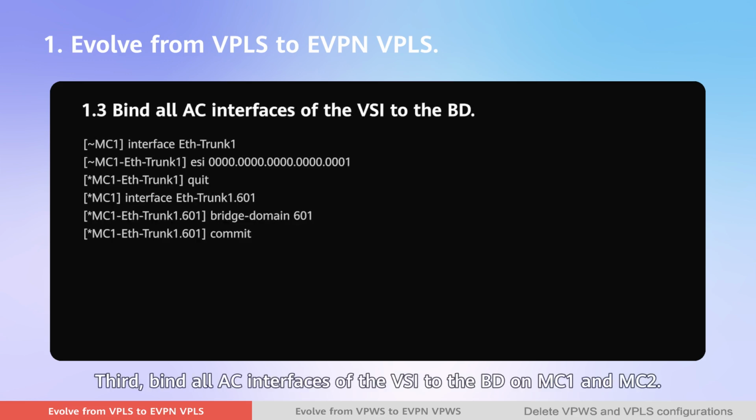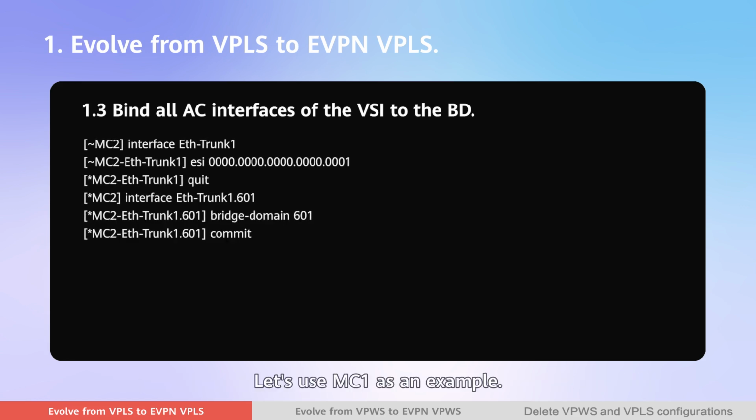Third, bind all AC interfaces of the VSI to the BD on MC1 and MC2. Let's use MC1 as an example. The configuration of MC2 is similar to that of MC1, so we'll omit it here.